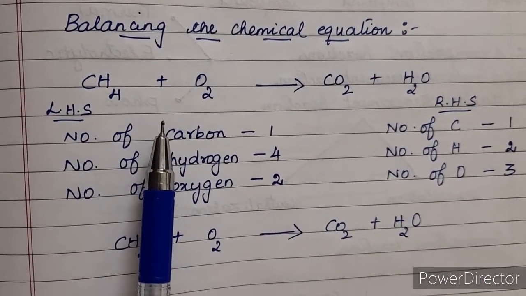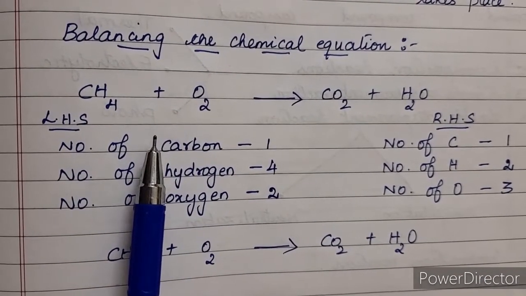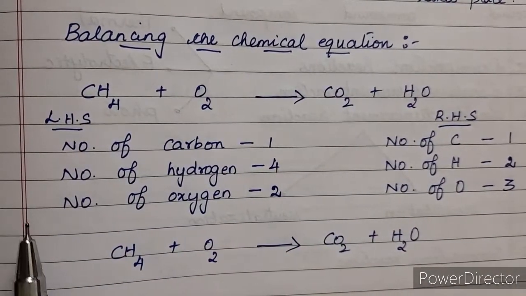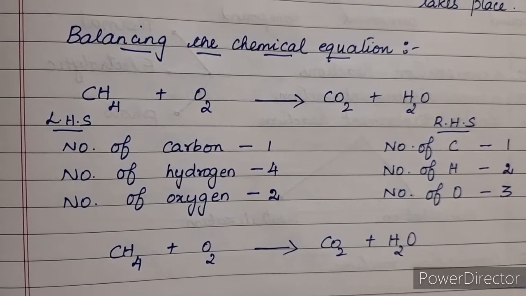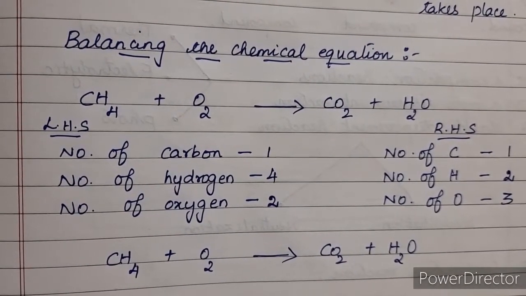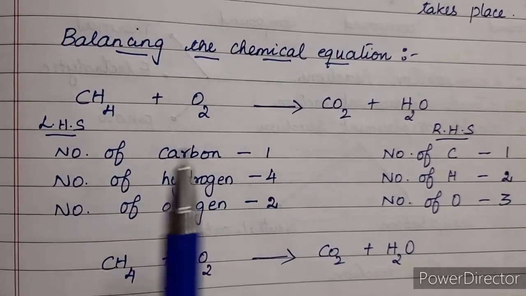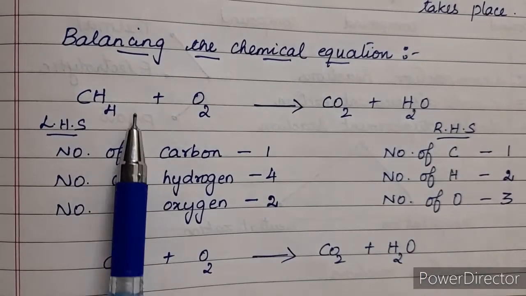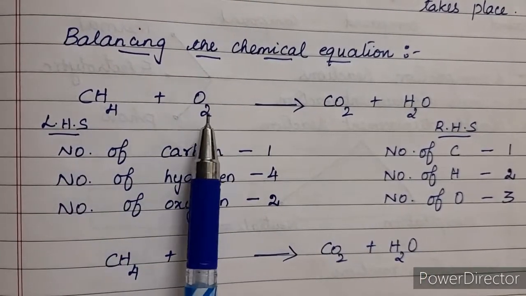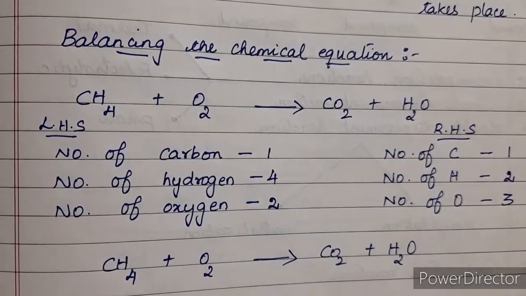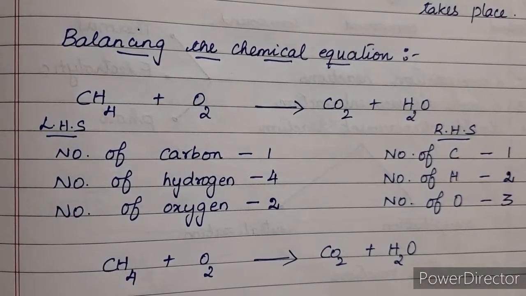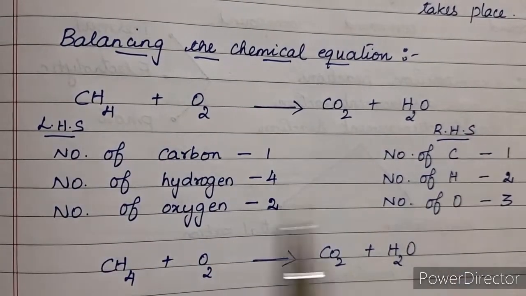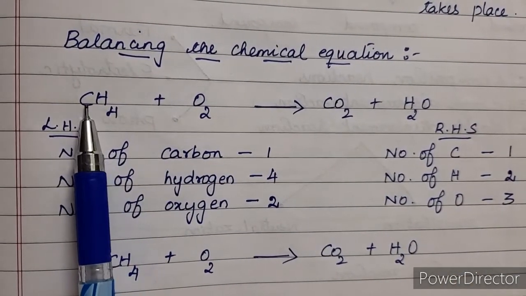Next, we said that according to the law of conservation of mass, the balanced reaction should be written. So the chemical reaction is incomplete without balancing. Balancing of the reaction is a must. For example, take this example, methane combining with oxygen to form carbon dioxide and water. Now let's see the number of atoms present on the left hand side and right hand side, that is between the reactants and the products. Here on your left hand side, how many carbons are there?